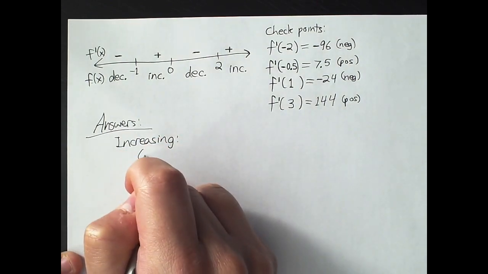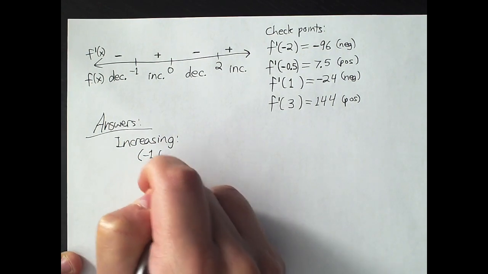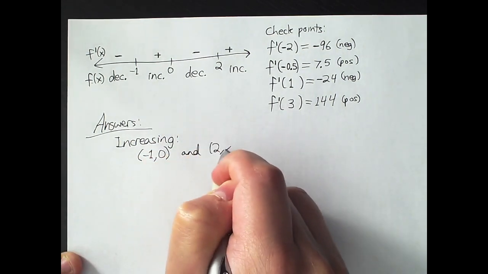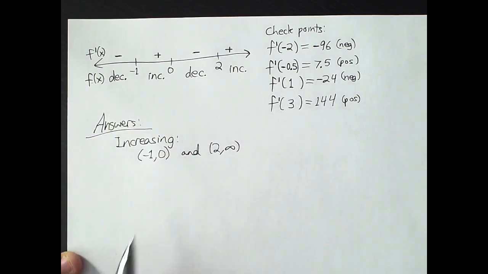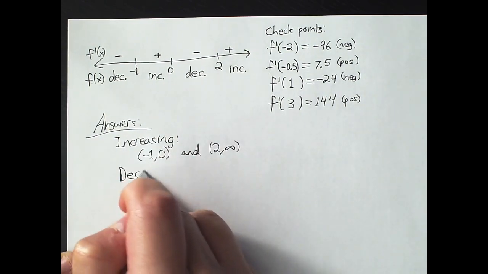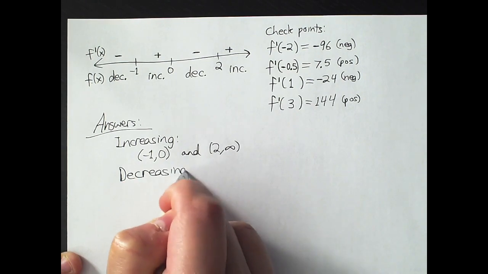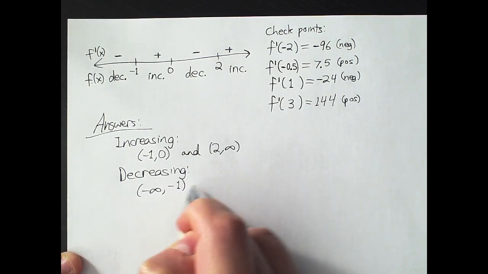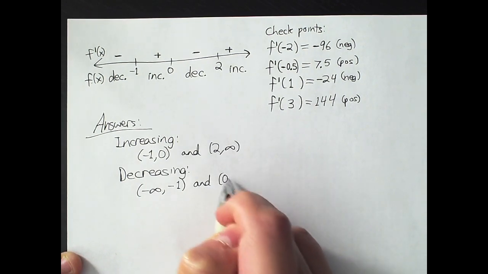So increasing, it looks like from negative 1 to 0 and 2 to infinity. Those are the two that we wrote increasing. For decreasing, we wrote 2 intervals on the sign chart, and it's going to be negative infinity to negative 1 and 0 to 2.